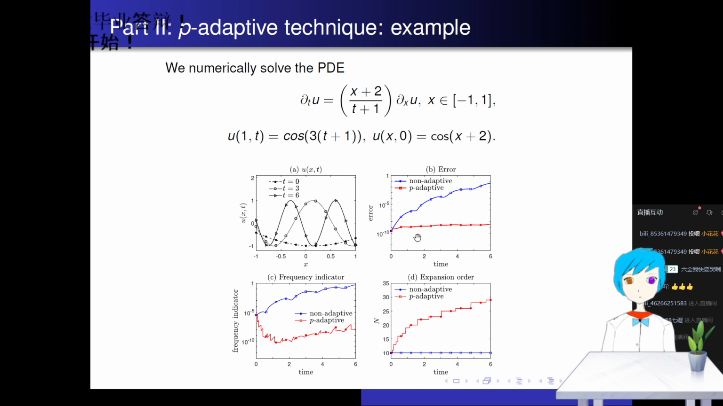Because the function is becoming more oscillatory over time, we need to introduce more basis functions to capture the oscillations. By properly increasing the number of basis functions, we can maintain a small error as well as a small frequency indicator. And what's your basis function now? So the basis function is Chebyshev polynomials. Yeah.